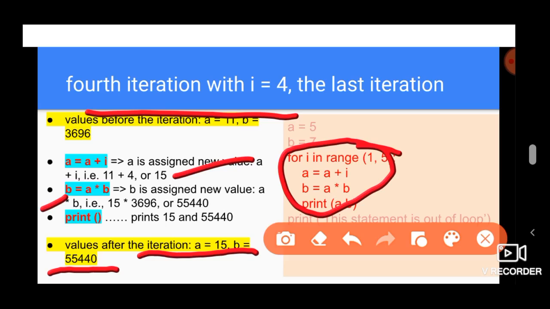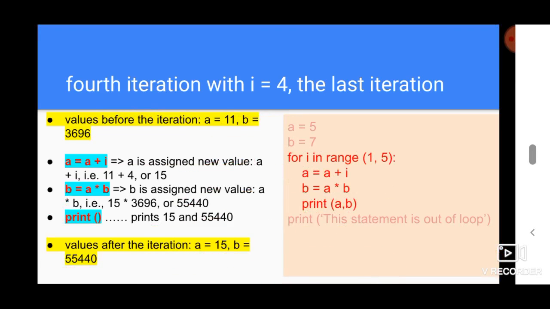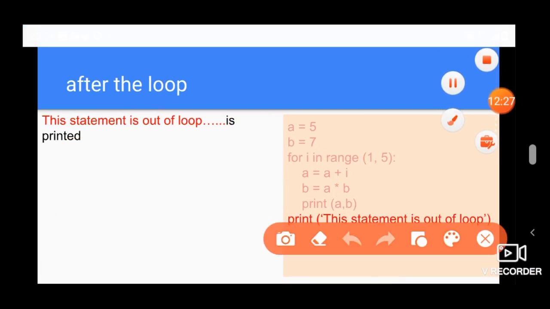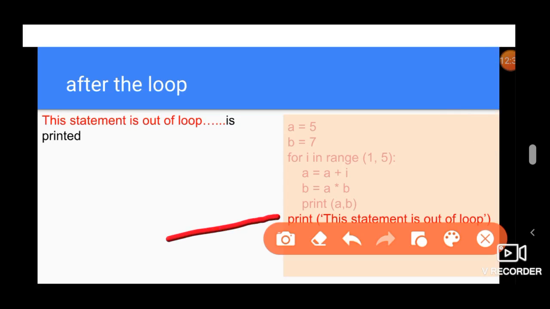So now the for loop has completely executed. No more iterations are remaining now. So now let us see the last statement. The last statement is simply to print the line, this statement is out of the loop. So simply this line is printed, and that's all, this program completes.